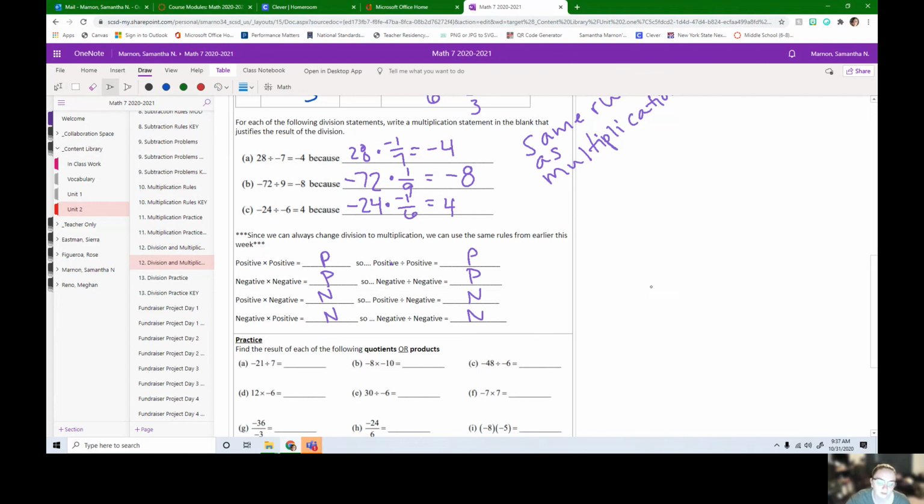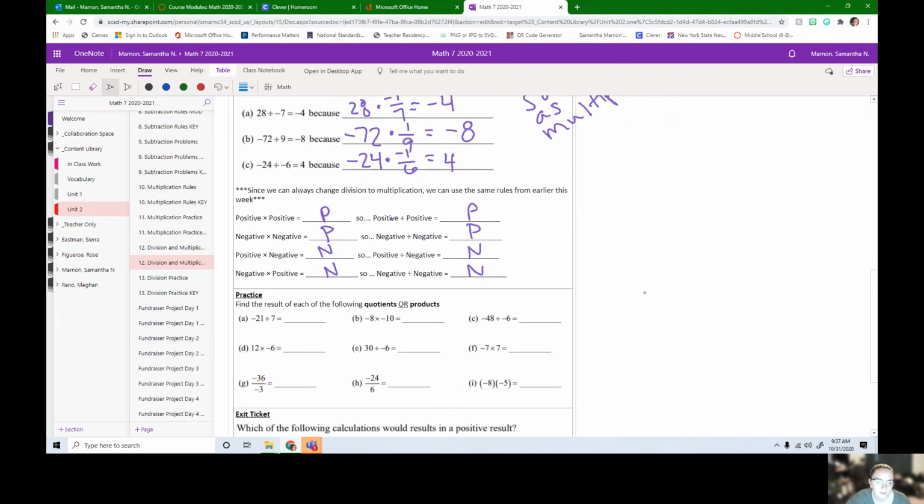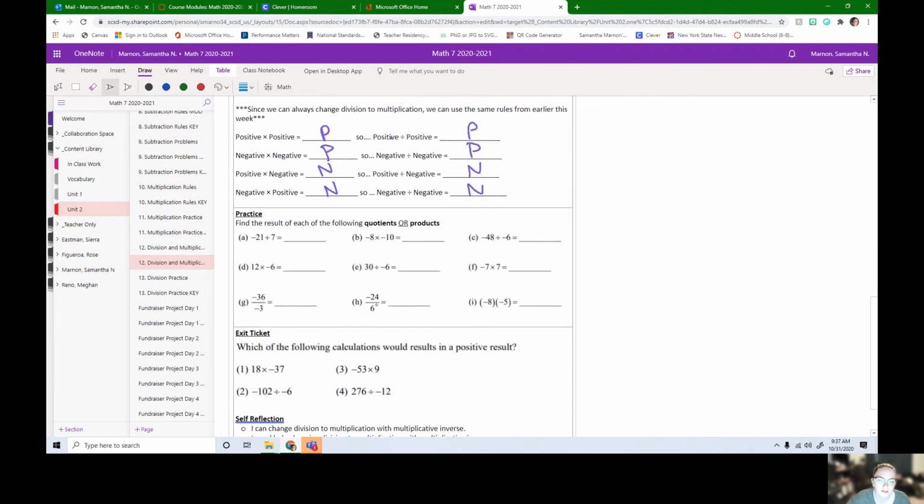You can use a calculator to do these. I don't think you would need a calculator. Most of these are numbers that you know how to multiply and divide. Just make sure that you are paying attention to the signs of the number, and if the sign you are getting in the calculator is making sense based on what you know about the rules of multiplying and dividing with integers. So you have some practice problems here.